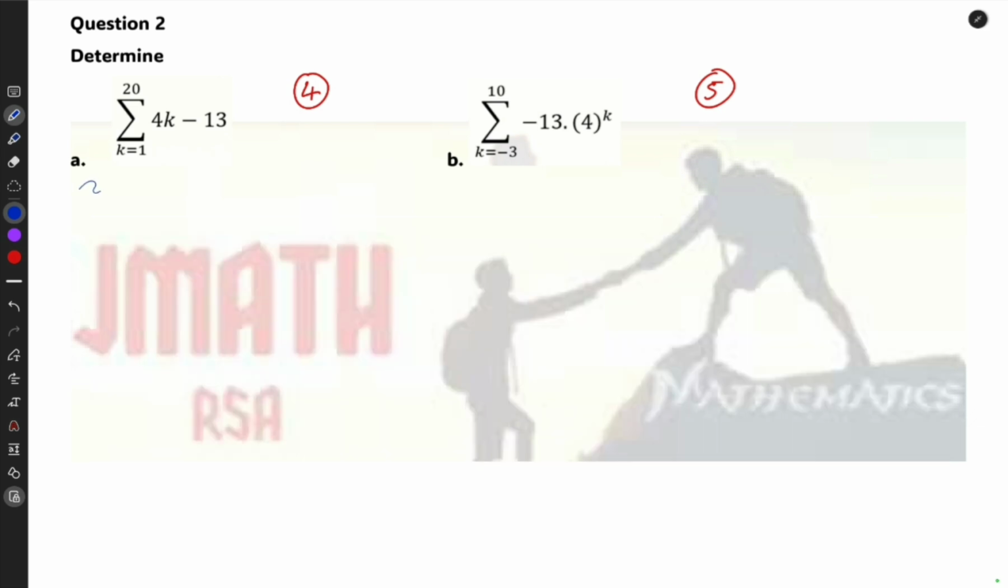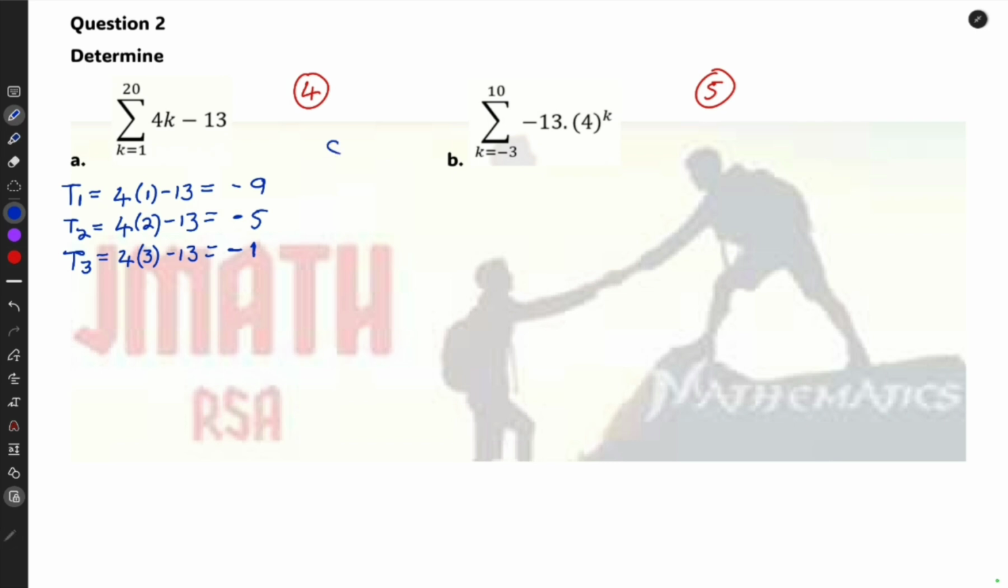So to get term 1, let's just start by saying, okay, so term 1 would equal 4 times 1 minus 13. Term 2 would equal 4 times 2 minus 13. And term 3 is 4 times 3 minus 13. Okay, so 4 minus 13 is negative 9. 8 minus 13 is negative 5. 12 minus 13 gives me minus 1. I can see I'm just adding 4 every time. The next term would be 3 and then 7.